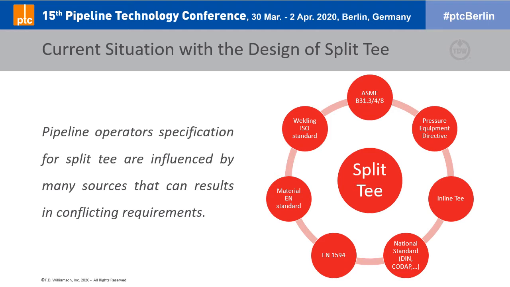Inline T, which look alike in shape but have many differences in terms of dimensions, requirements, and manufacturing processes. Of course, national standards such as CODAP in France or AD Merkblatt in Germany. EN 1594 and other EN standards for materials, and ISO standards that cover the welding or non-destructive testing, as examples.